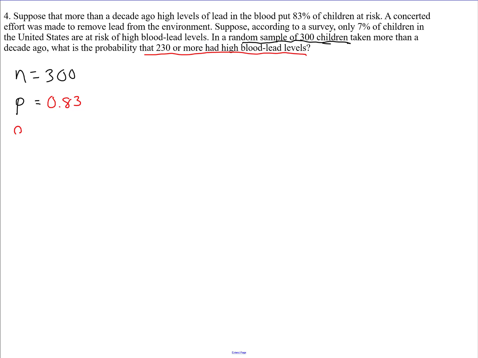All right, so Q is always equal to 1 minus P. So Q in this case is equal to 1 minus 0.83. So Q is equal to 0.17. All right, so we've got the three things we need from the binomial. So the next thing we need to check is, okay, can we use a normal approximation for this binomial distribution?